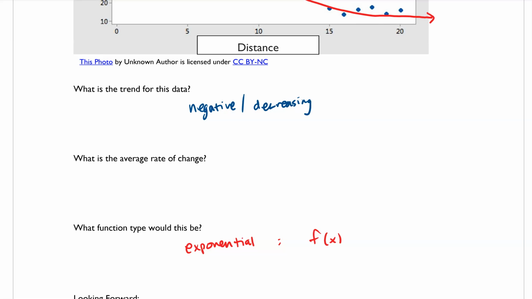Remember, that looks like f of x equals a times b to the x power. And if it's exponential decay, then we would say that the b value is between 0 and 1. And for the average rate of change, not enough info.